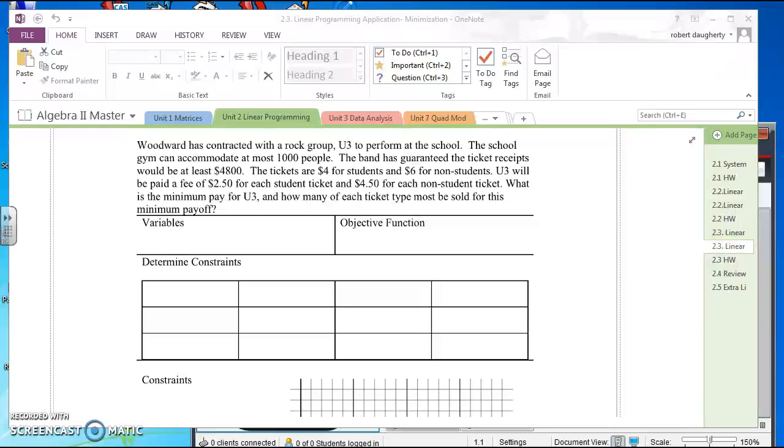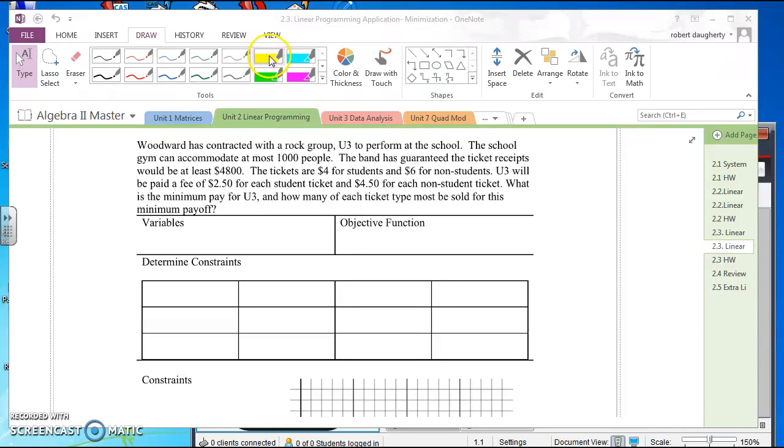And then here comes the question. So the question is, what is the minimum pay for U3 and how many of each ticket must be sold for this? Okay, so we're looking at U3 gets paid a profit based on tickets. What's the minimum that could be? And how many of each ticket?